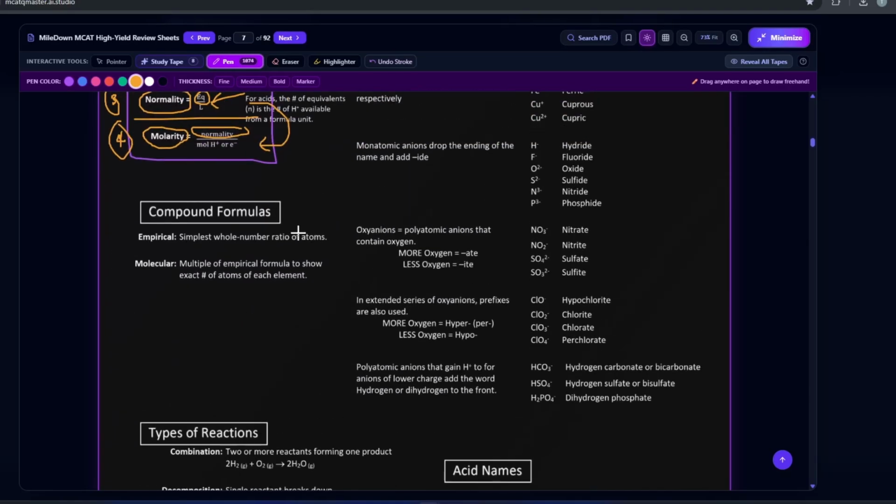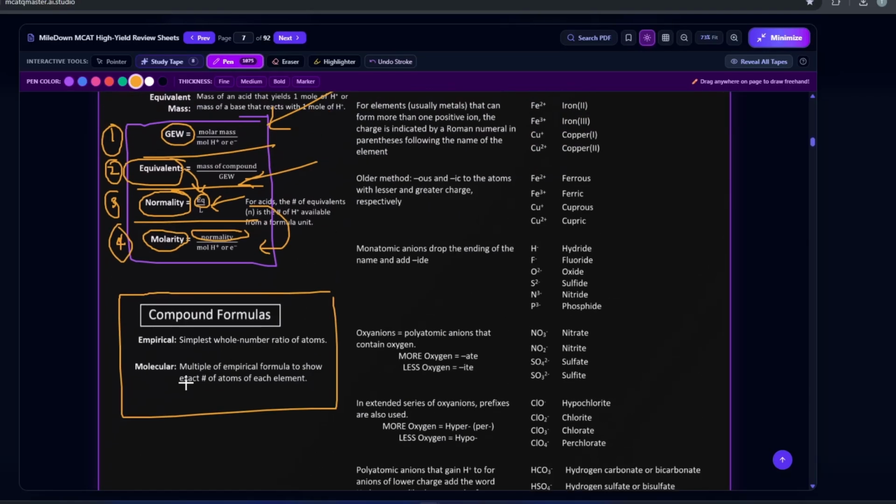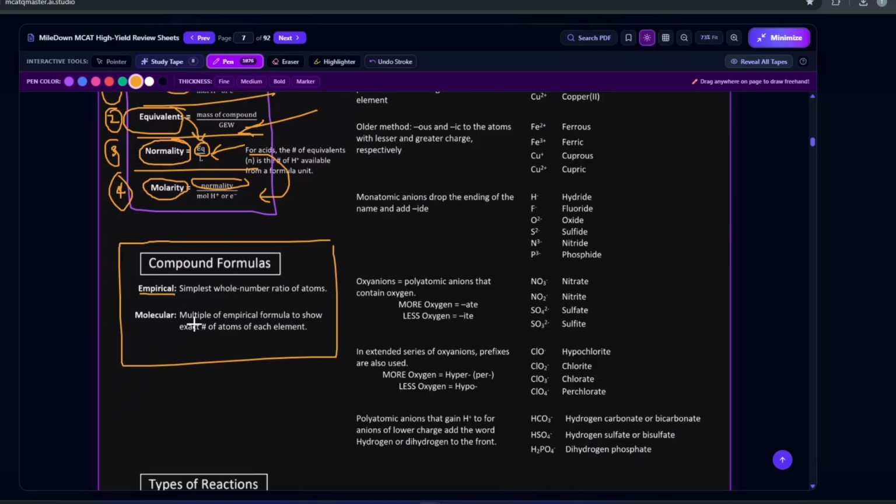And then lastly, going over compound formulas. This is just a definition. So empirical formulas are the simplest whole number ratio of atoms. Molecular formulas are multiples of the empirical formula to show the exact number of atoms of each element. So I'm going to show an example.